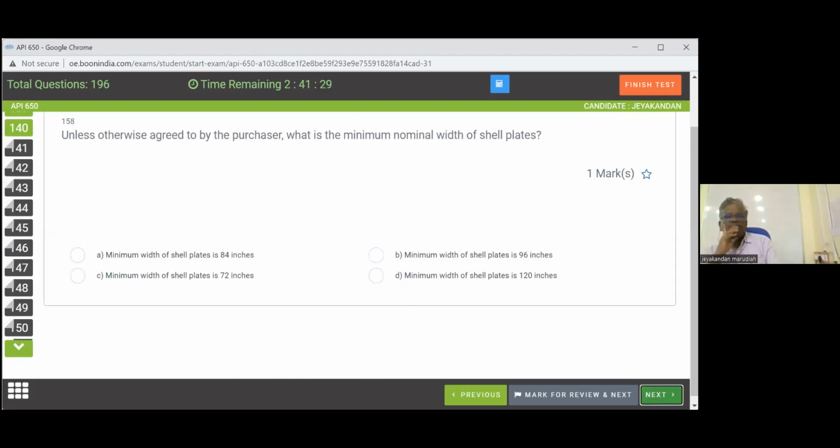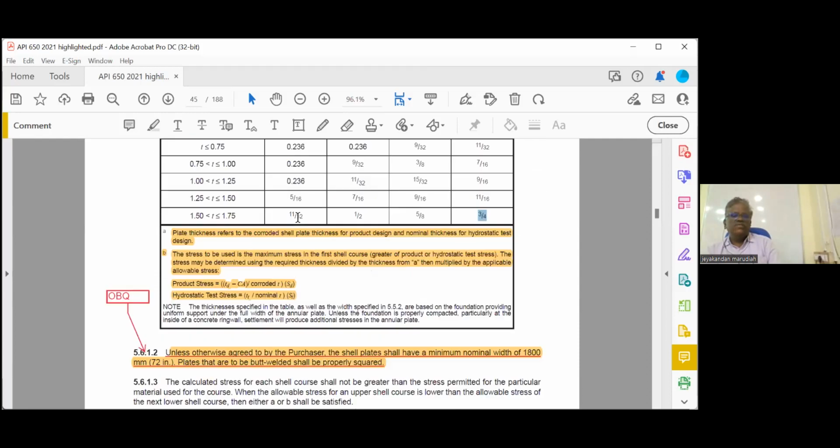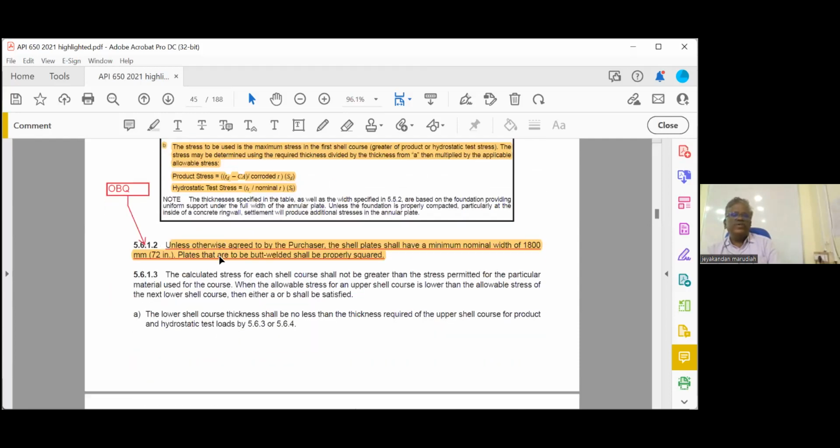Next. Unless otherwise agreed, what is the minimum nominal width of the shell plate? 72 inches. Where is the 72 inches given? 5.6.1.2. You can see the width is 72 inches.